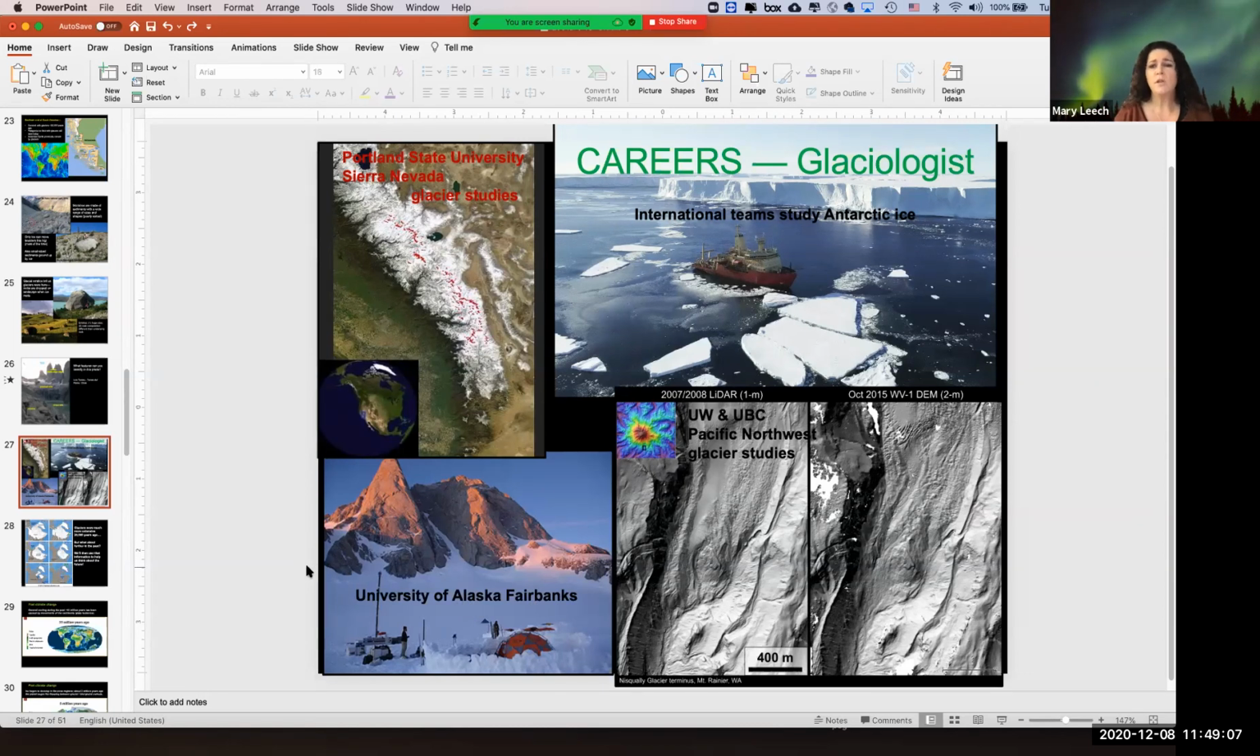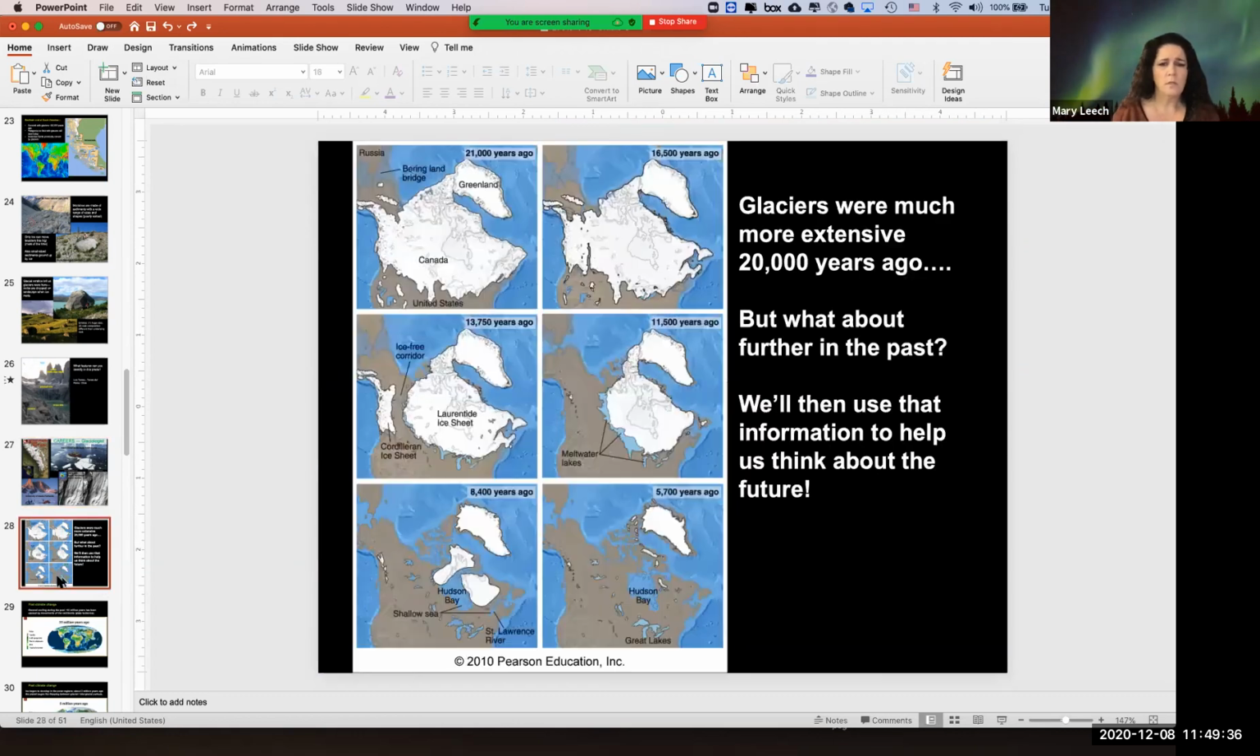So there are certain universities where you could do graduate work and actually get to the field and study glaciers. I've even seen undergraduate field experiences that are fully financially supported that will get undergrads out on glacial ice, like in Canada. Look out for opportunities like that. You never know where life is going to turn you in one direction or the other.